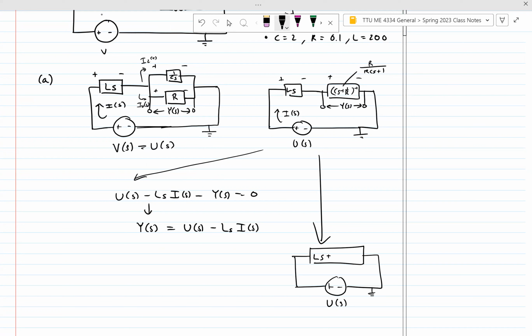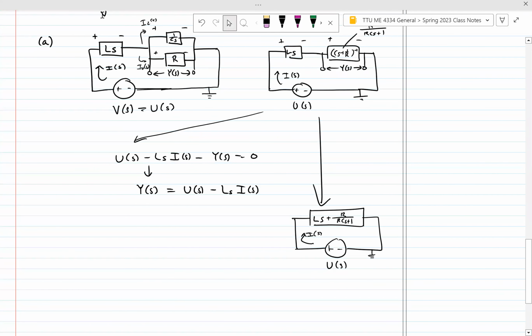So it's going to be LS plus R over RCS plus 1, I think. Where's Y? It doesn't actually exist in the circuit. We would have to split it up again, right? Okay. Can this help us at all?